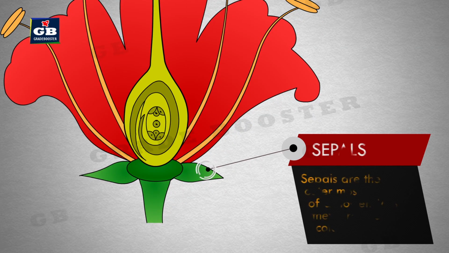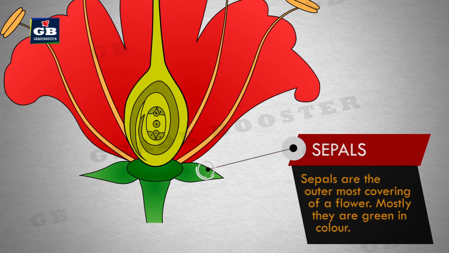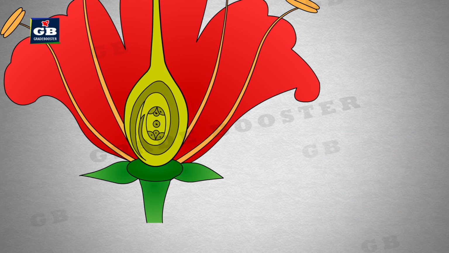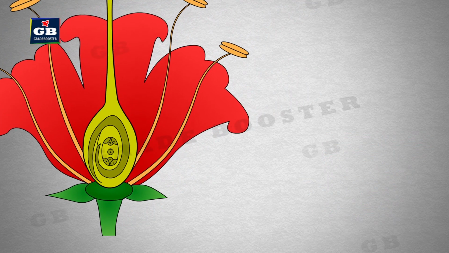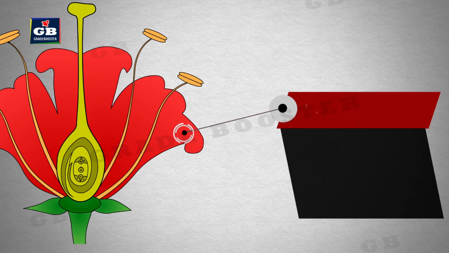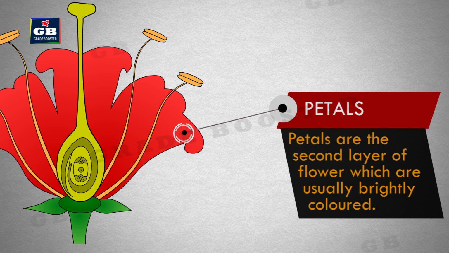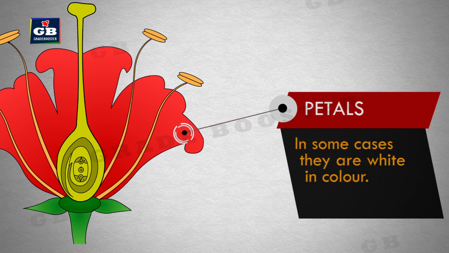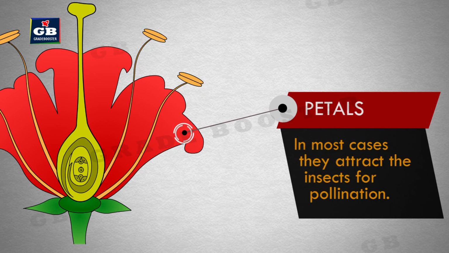Let us begin with sepals. Sepals are the outermost covering of a flower. Mostly, they are green in color. Petals. These are petals. Petals are the second layer of the flower, which are usually brightly colored. In some cases, they are white in color. In most cases, they attract the insects for pollination.